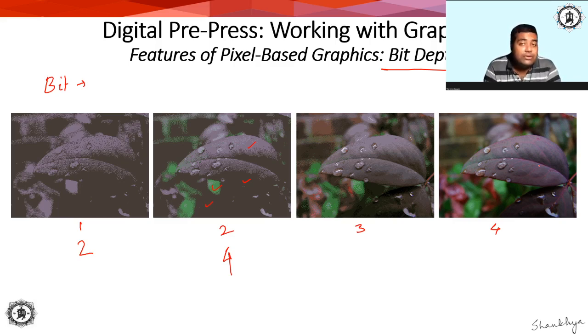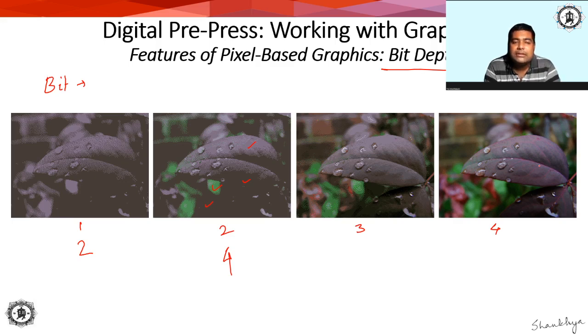I am trying to get to the point that image number 1 has a lesser number of colors in comparison to image number 2 or 3 or 4, where image number 4 has the highest number of color combinations among these 4 images. That means if this is the case, then naturally the amount of memory required to store image number 1 is lower than the amount of memory required for storing image number 4. Do you agree with this or not?